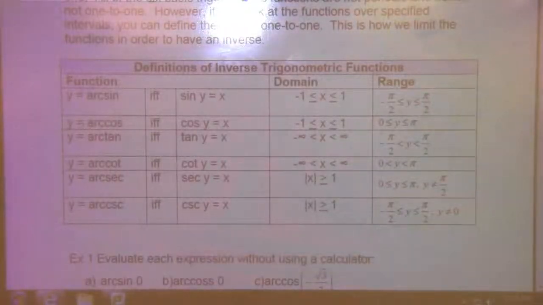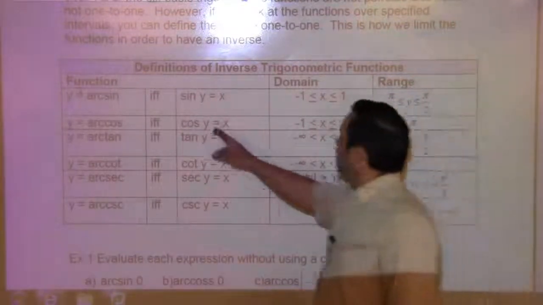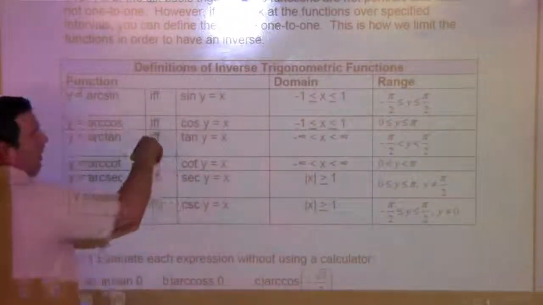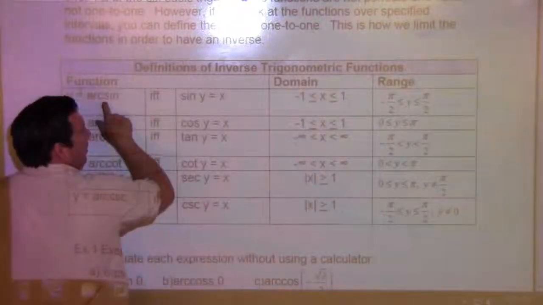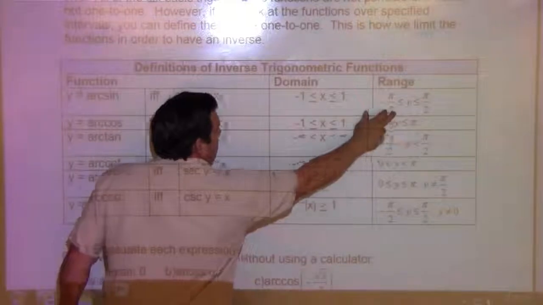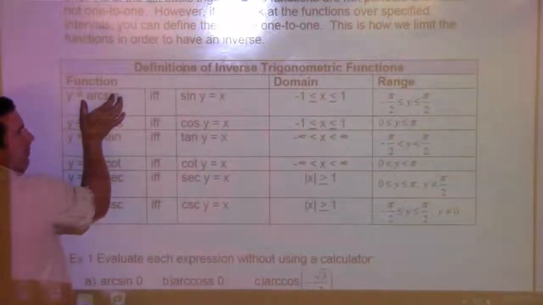So, the function arc sine is the inverse of sine. It also says sine to the -1 power on the calculator. If and only if the domain of the input here is -1 to 1, which means the range, what it will produce, is -pi/2 to pi/2.